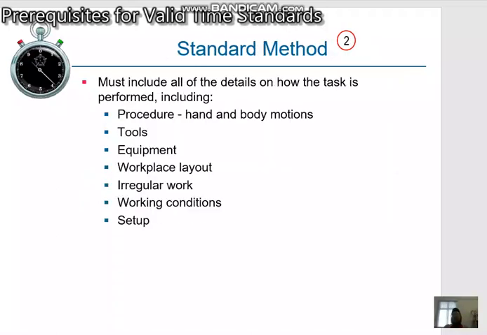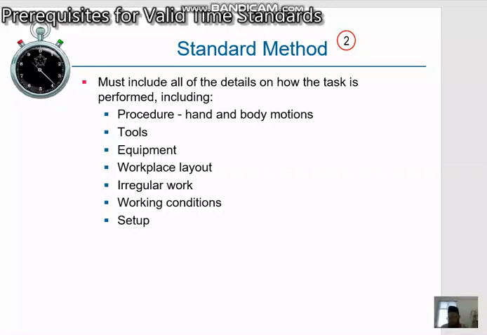Okay, the next is standard method, the second prerequisite. The second prerequisite for valid time standard is standard method. The standard method is the procedure that has been determined to be the optimum method for processing a work unit. The standard method satisfies the one best method principle. It is the procedure that is the safest, quickest, most productive, and least stressful to the worker.